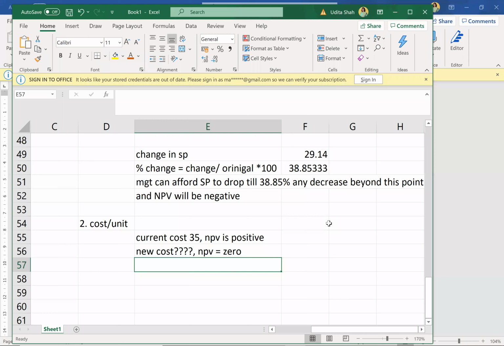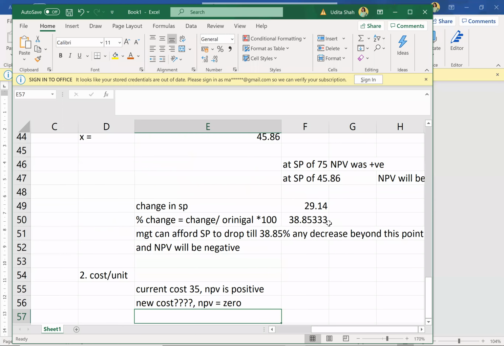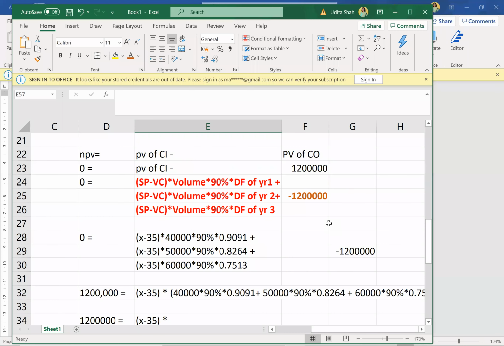Okay. Now pay attention, guys. You don't need to formulate everything again. Okay. Let's just see what changes.